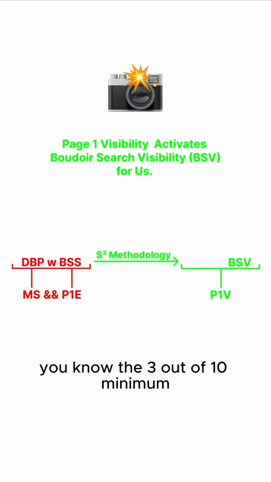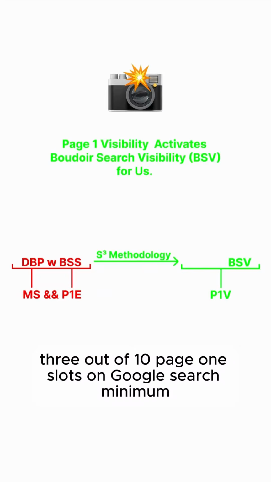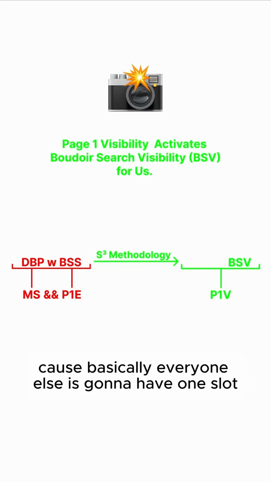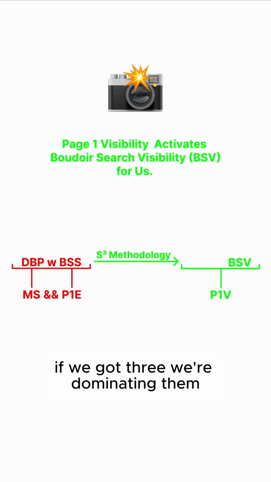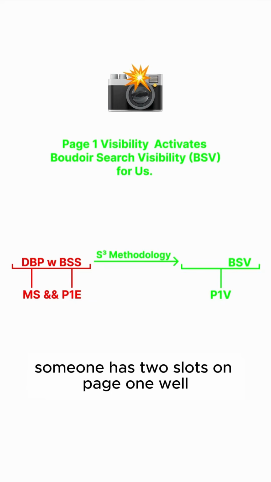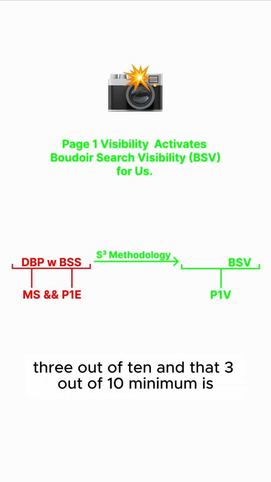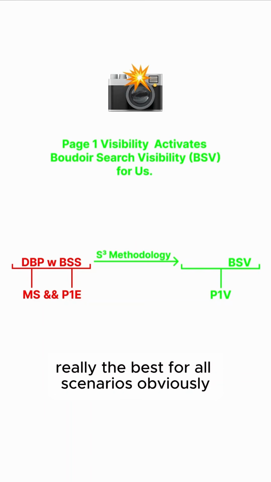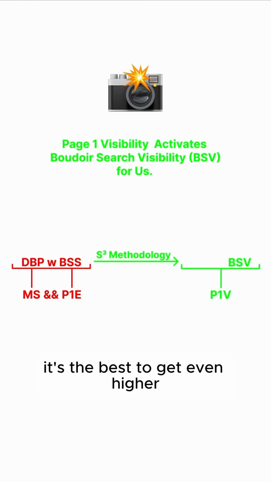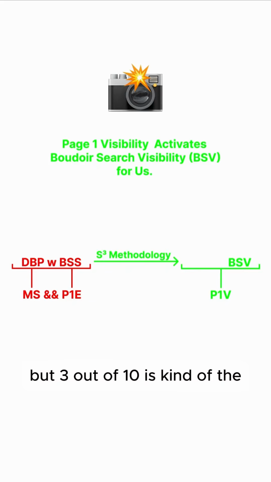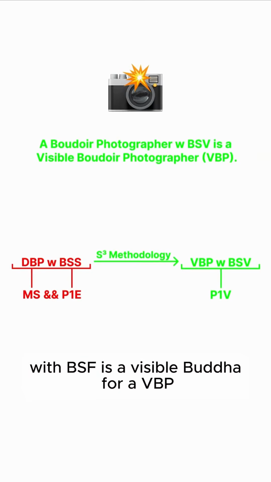You know, 3 out of 10 minimum, 3 out of 10 page one slots on Google search minimum, because basically everyone else is going to have one slot. If we got 3, we're dominating them. And in the ultra rare chance someone has 2 slots on page 1, well, we're going to have 3. We're still dominating them. So 3 out of 10 minimum is really the best for all scenarios. Obviously, it's best to get even higher, but 3 out of 10 is the minimum where we want to get to. And a boudoir photographer with BSV is a visible boudoir photographer, a VBP.